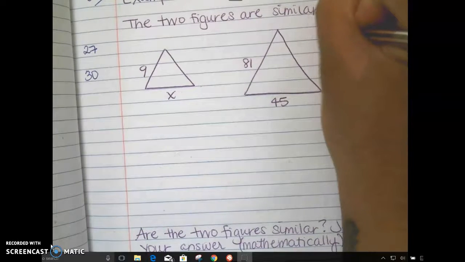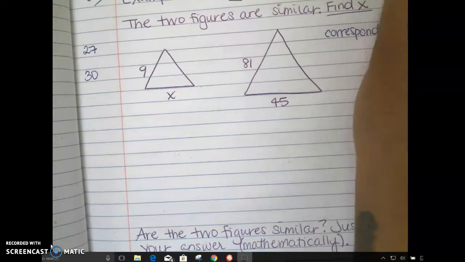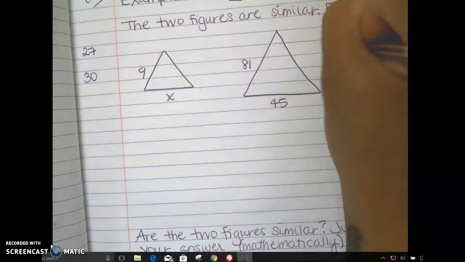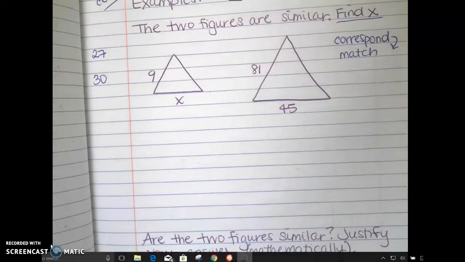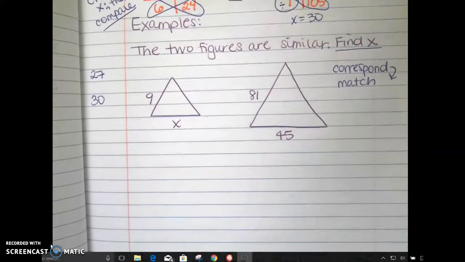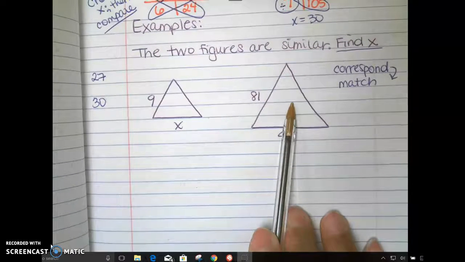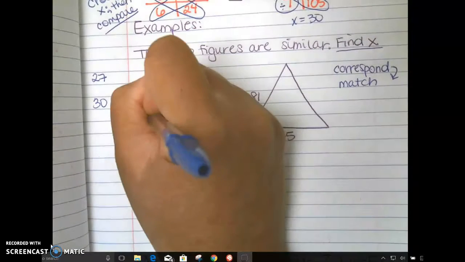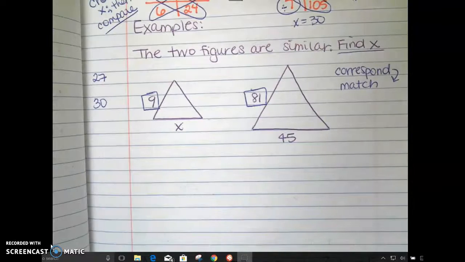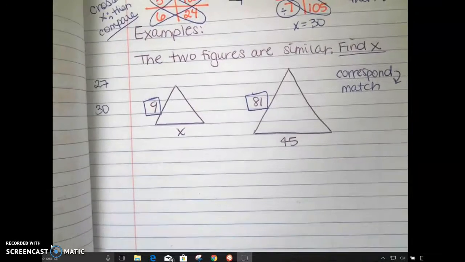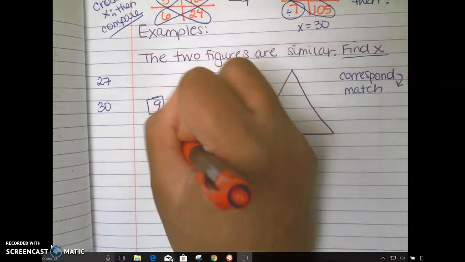Remember, I can use a proportion on all similar shapes. Correspond means to match. So when I say who corresponds to whom, we're talking about who matches whom. Who corresponds to the 9 on this triangle? 81. So I'm going to put a box around 9 and 81. Who corresponds to the X on this other triangle? 45. So I'm going to circle them.